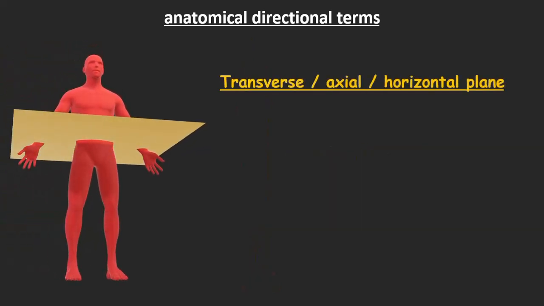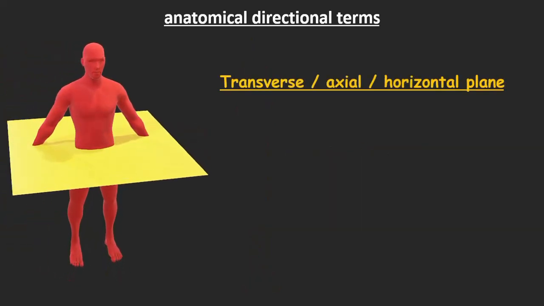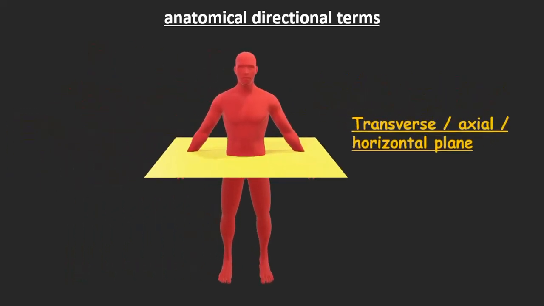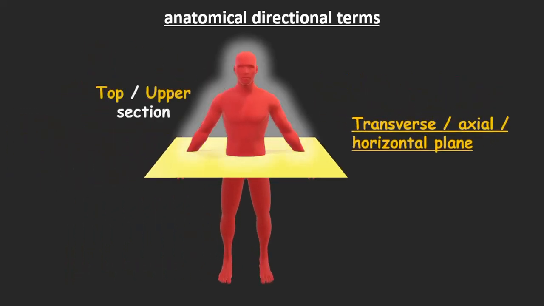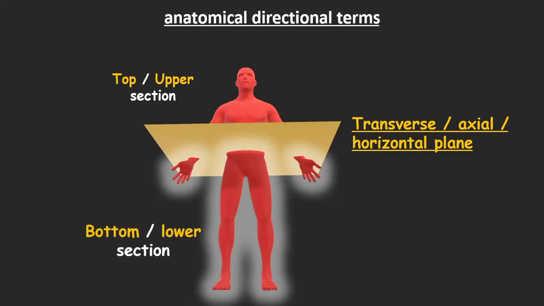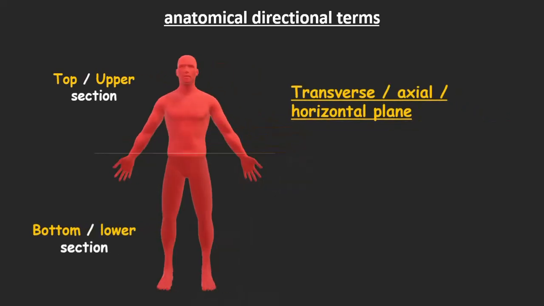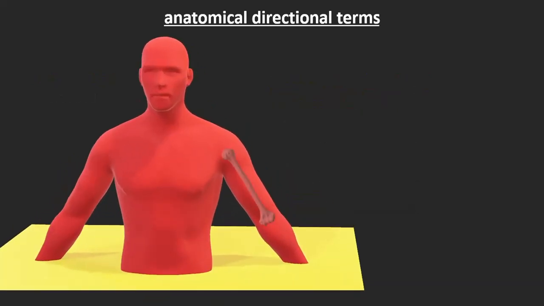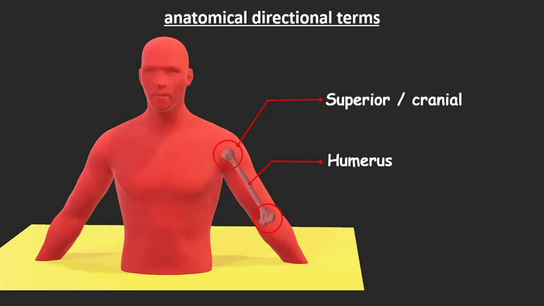Finally, we have the transverse plane, also called the axial plane or horizontal plane. It divides the body into a top or upper section and a bottom or lower section. That transverse plane is the reference when describing superior and inferior. For example, the humerus has two epiphyses. This one is superior or cranial, and this one is inferior or caudal.